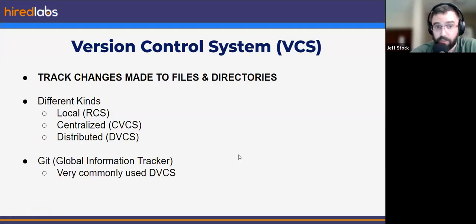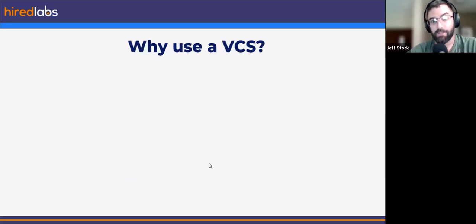Very, very commonly used distributed version control system is used everywhere. I'm sure there are organizations out there using some sort of version control system that's not Git, but I quite literally can't think of one. I don't know anybody that doesn't use Git. Git is absolutely everywhere. Every developer I know, every place I know uses it. So, I don't really know a whole lot of alternatives.